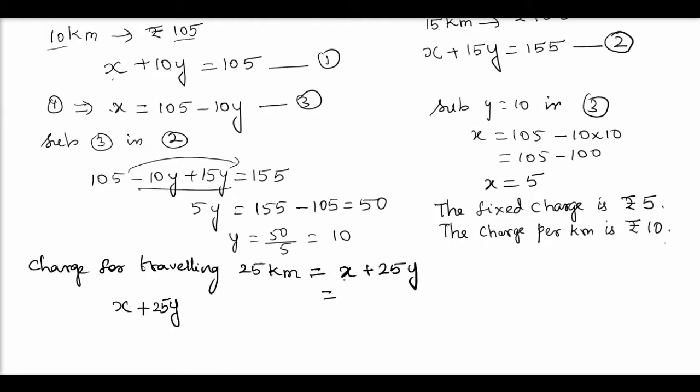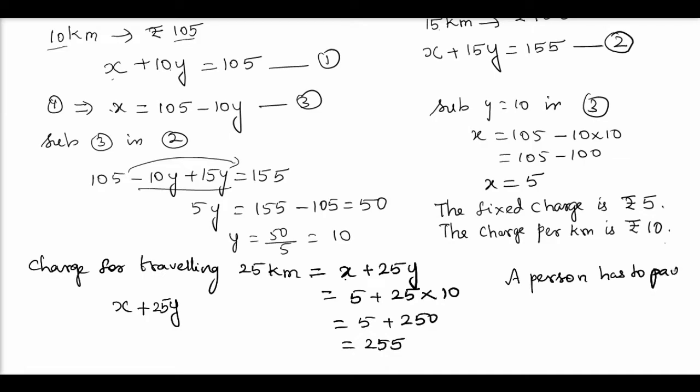So this is equal to x here is 5 plus 25 into y is 10. So it's 5 plus 250, that is 255. Therefore, a person has to pay 255 rupees to travel 25 kilometers. Hope you all understand. Thank you.